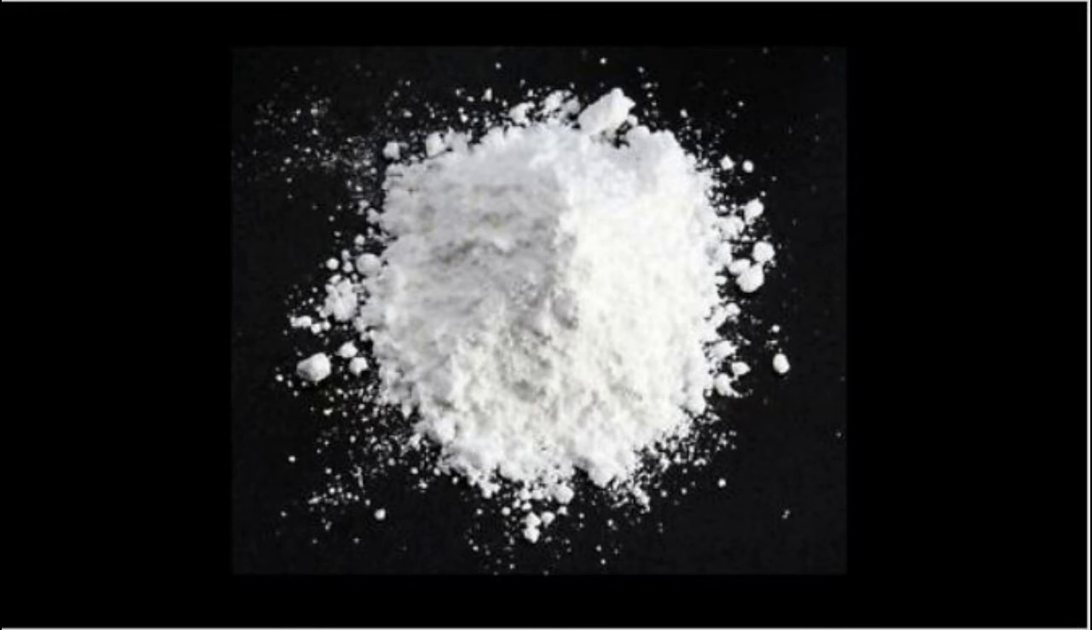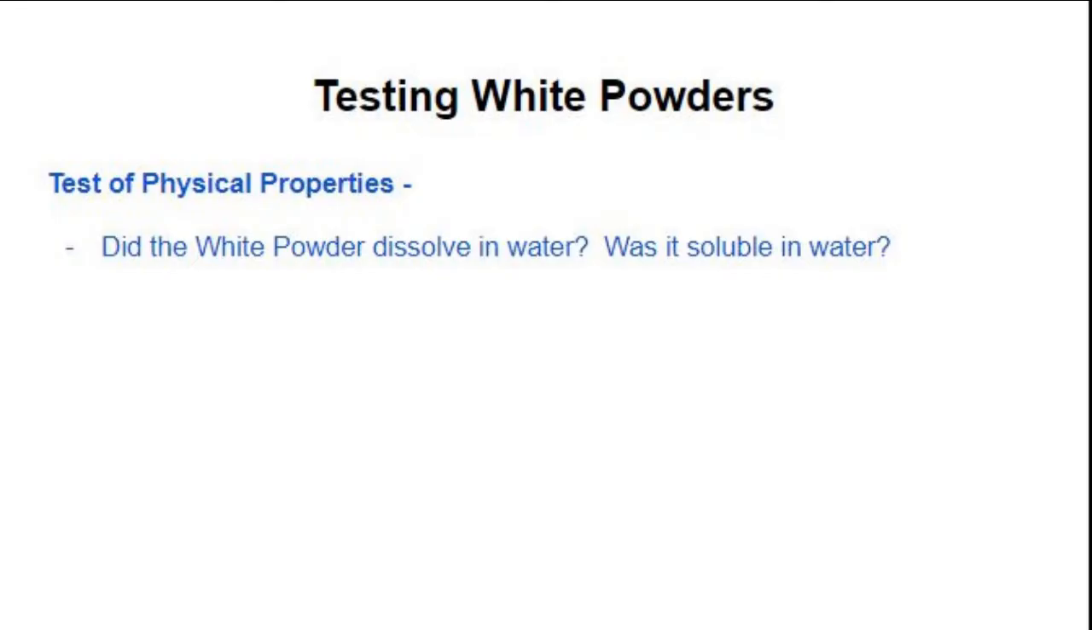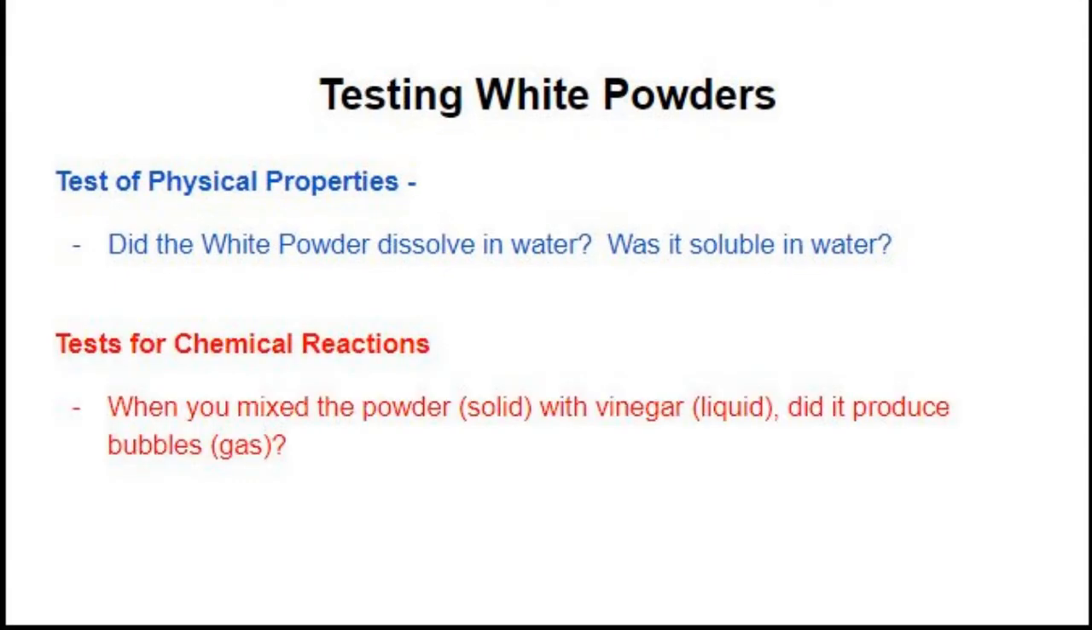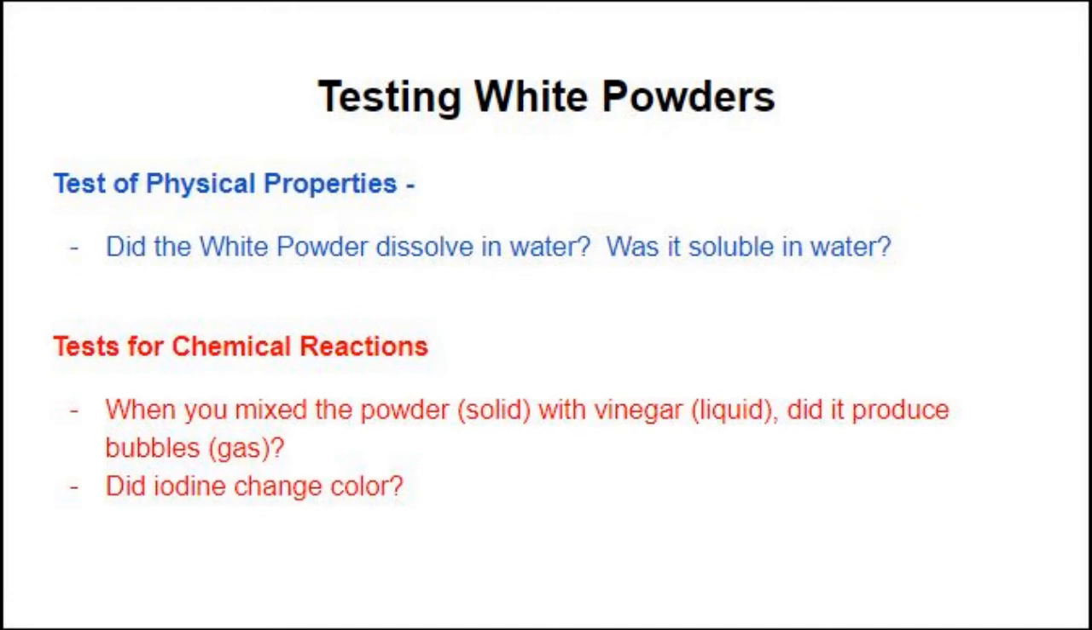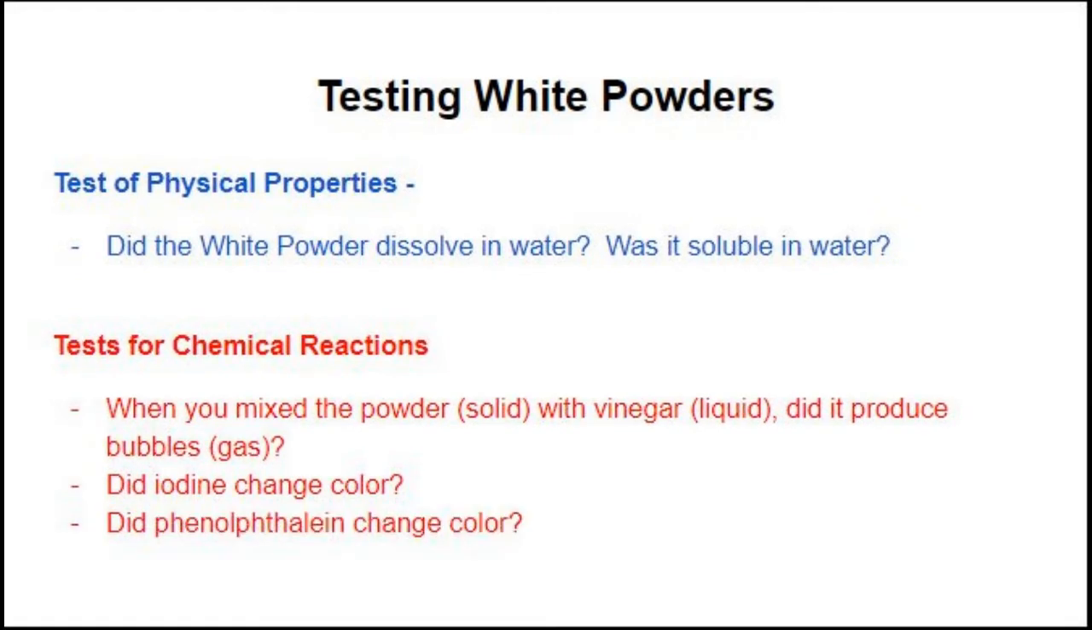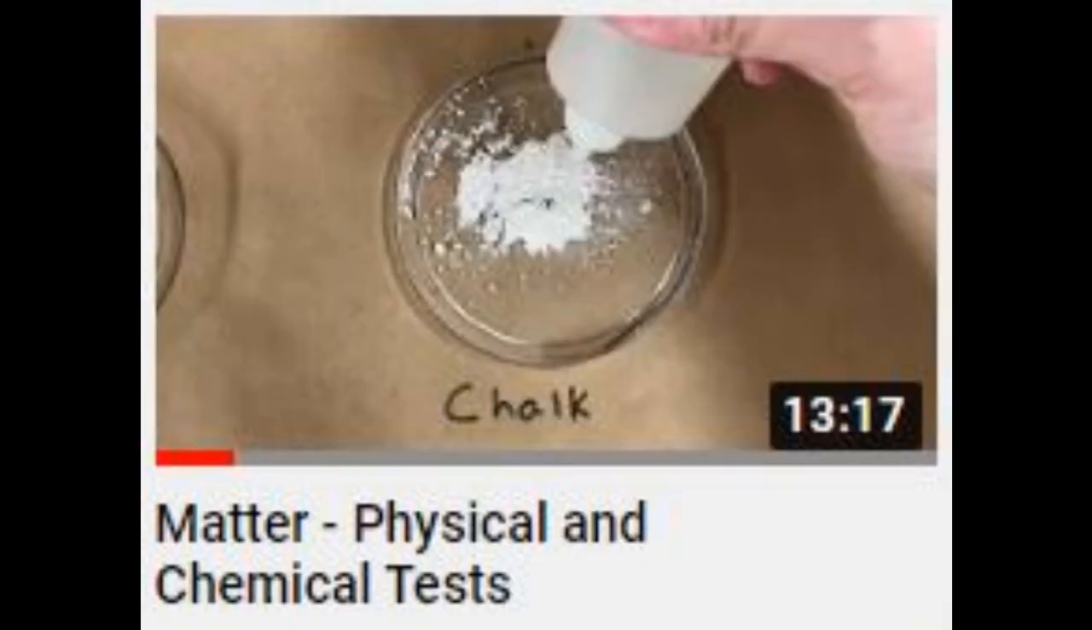When you test those white powders, you would test to see, did the white powder dissolve in water? Was it soluble in water? You would also test for chemical reactions. You would look to see when you mix that powder, which is a solid, with vinegar, which is a liquid, did it produce bubbles? Did it produce a gas? You would look to see, did the iodine change color? You'd look to see if the phenolphthalein changed color. And I made a video showing you all the different tests of the white powders and what happens when you dissolve them, when you add vinegar, when you add iodine, and when you add phenolphthalein.